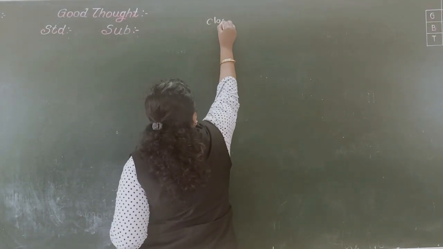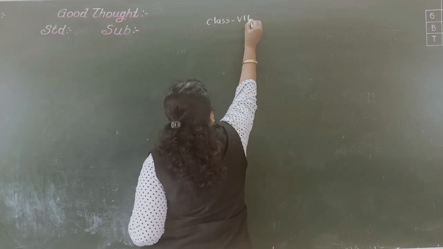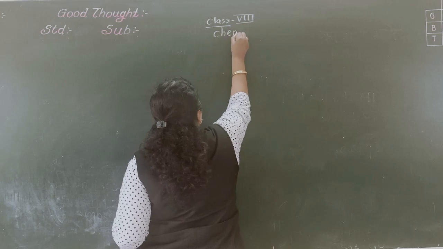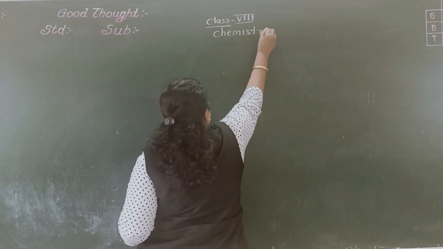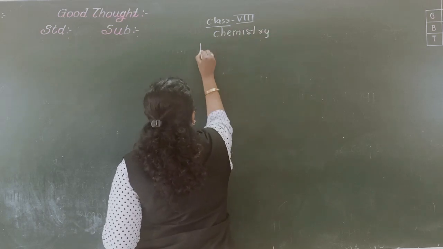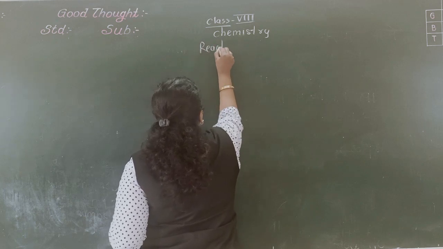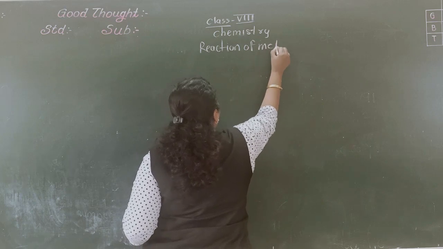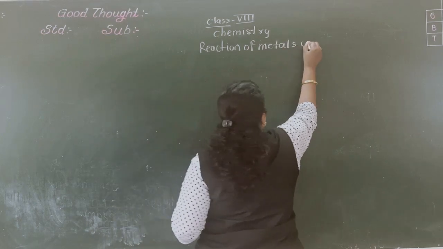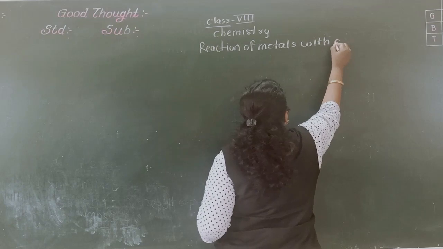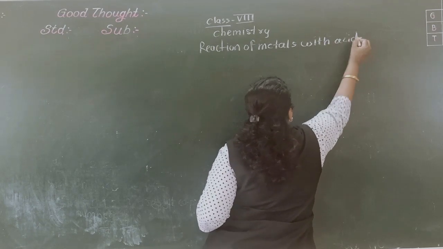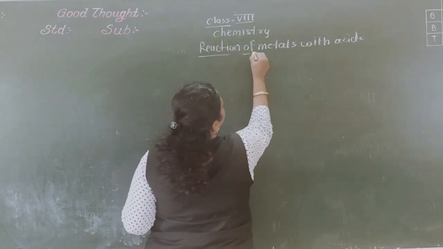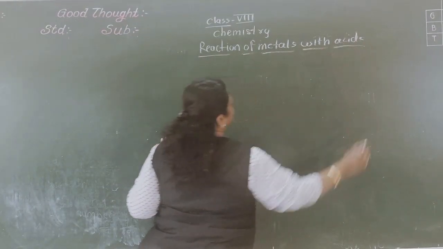This is class 8 and we are learning chemistry: reaction of metals with acid. Students, this reaction is highly exothermic. Okay, this reaction is very exothermic. We will see first the reactivity series.